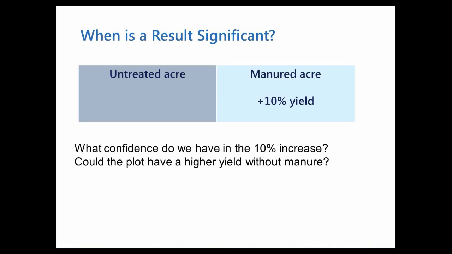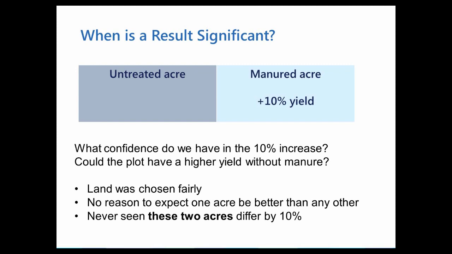Fisher offered three explanations or justifications for the 10% that might come out. Which were these? The first was that land was chosen fairly. Second, no reason to expect one acre to be better than any other. And the third, never seen these two specific acres differ by 10%. He dismissed the first two out of hand pretty well, for obvious reasons that I won't go into for time saving. And we'll just deal with the third one there. Never seen these two acres differ by 10%.